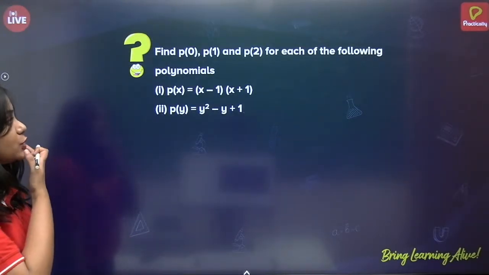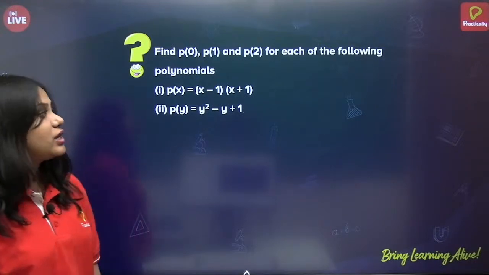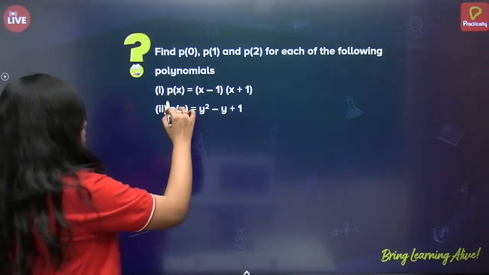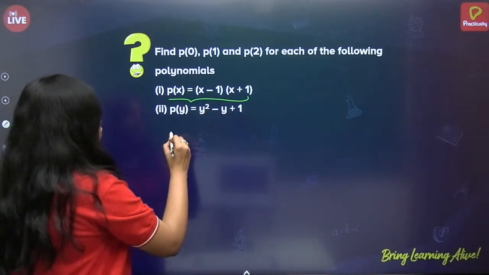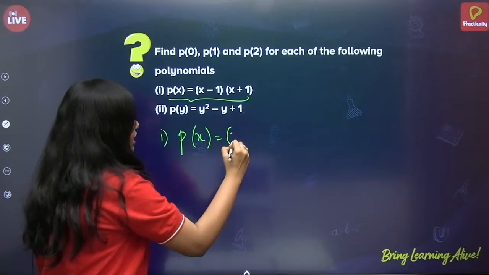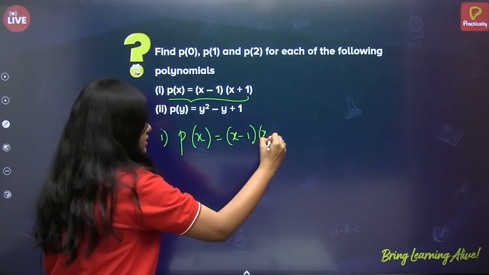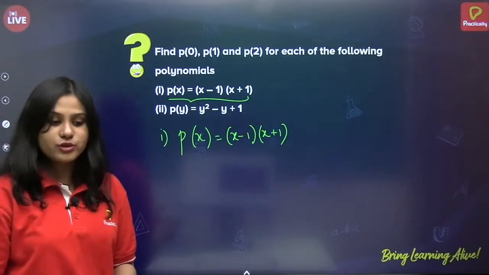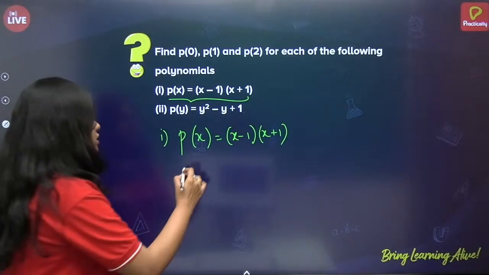Find P of 0, P of 1 and P of 2 for each of the following polynomials. Okay, so let us do the first one. So what is the P of x? P of x is equal to (x minus 1)(x plus 1). So if I want to find P of 0, what do I have to do? Just substitute x equals 0.